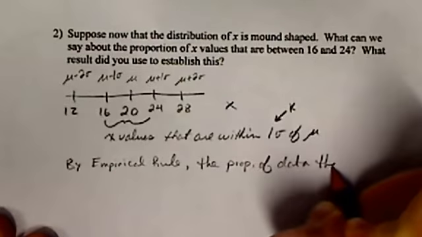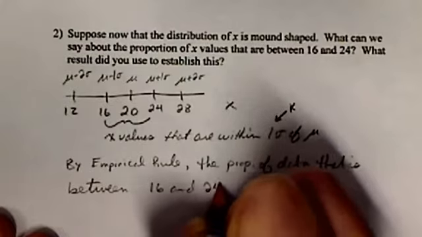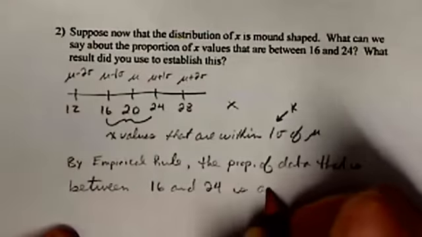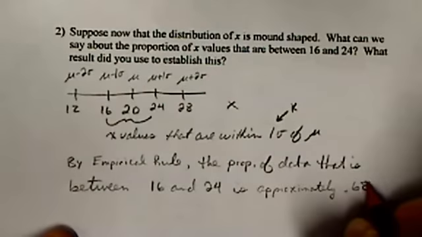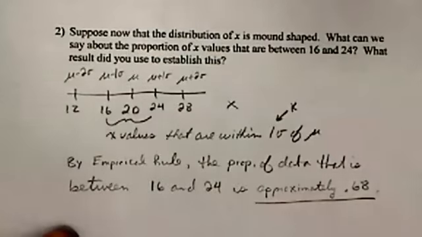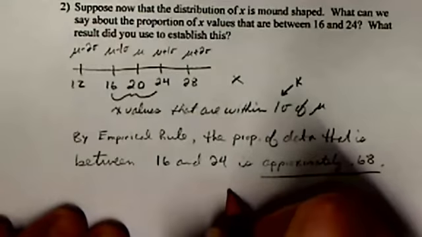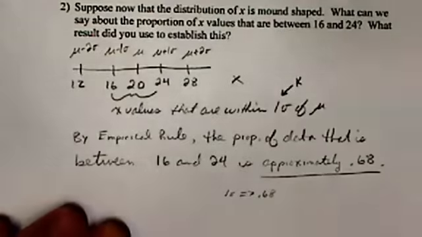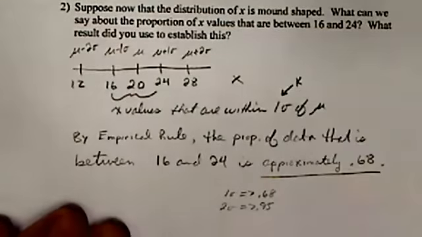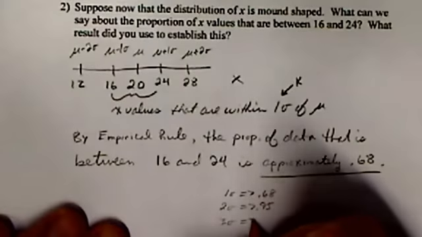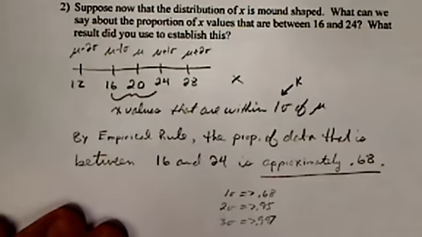of data that is between 16 and 24 is approximately 0.68. And the reason it's 0.68 is because we're within 1 sigma of mu. If you've seen the table involving the empirical rule, within 1 sigma, 68% of the data is within 1 sigma of mu. 95% of the data is within 2 sigma of mu, and, let me back up, 0.997 is what your text has. 99.7% of the data is within 3 sigma of mu.